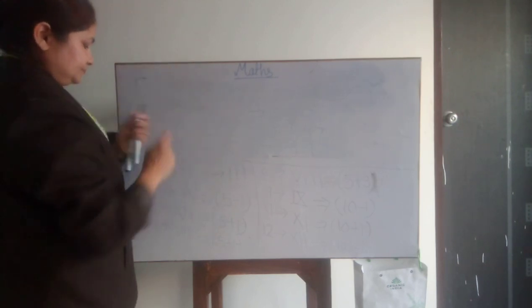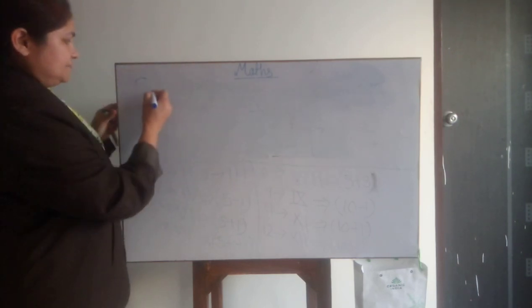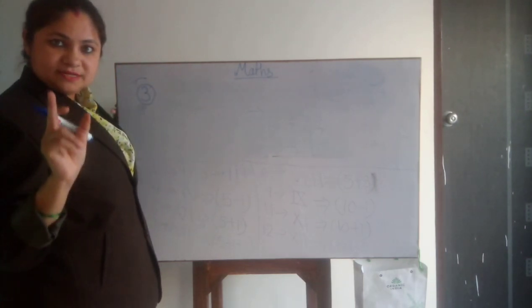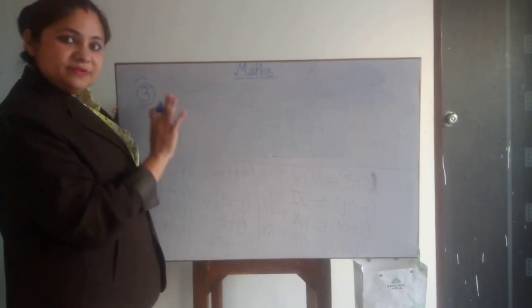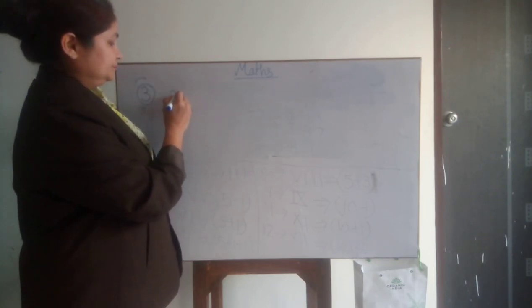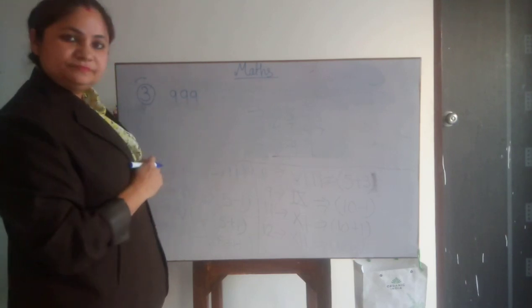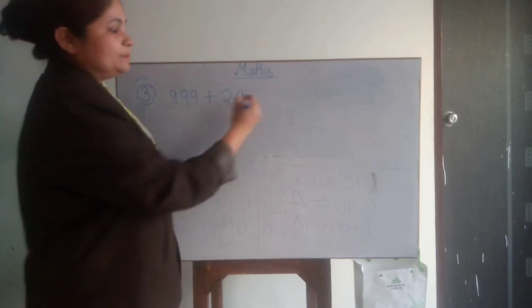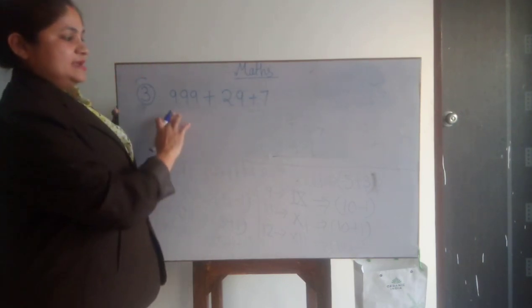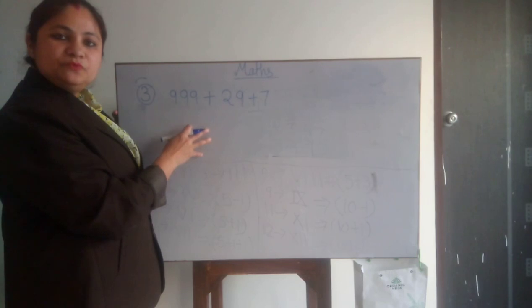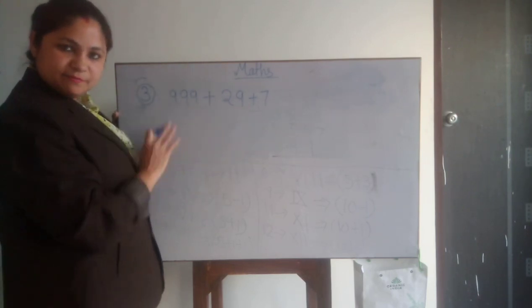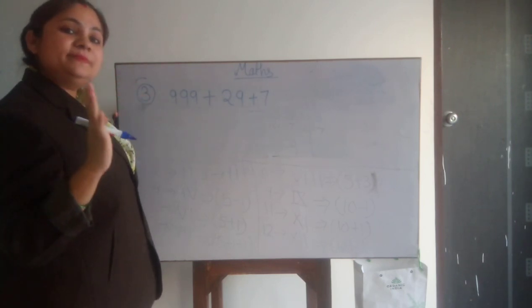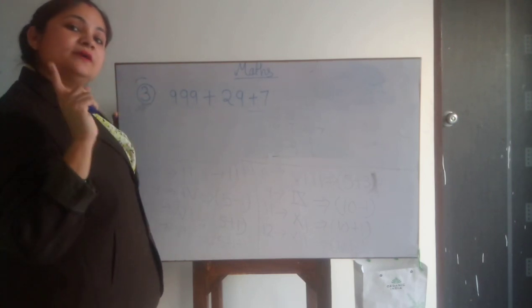See here. If this is my third example, if the problem is like that, 999 plus 29 plus 7. What do we have to do here? We have to add all these numbers, because it is plus plus. So first of all, what will we do? We will write them in column form.